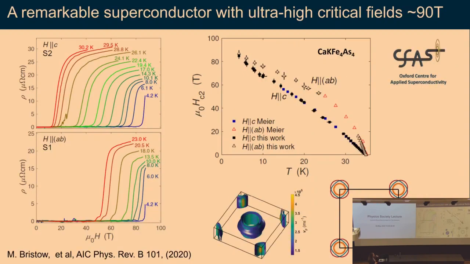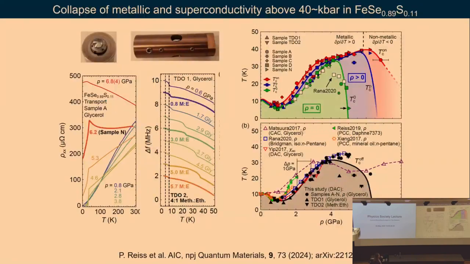Similarly, we found a remarkable superconductor called calcium-potassium-iron-4-arsenide-4 with upper critical field towards 190 Tesla, which has potential for lots of applications which only require, let's say, 20 Tesla or more. But yeah, this was very exciting.